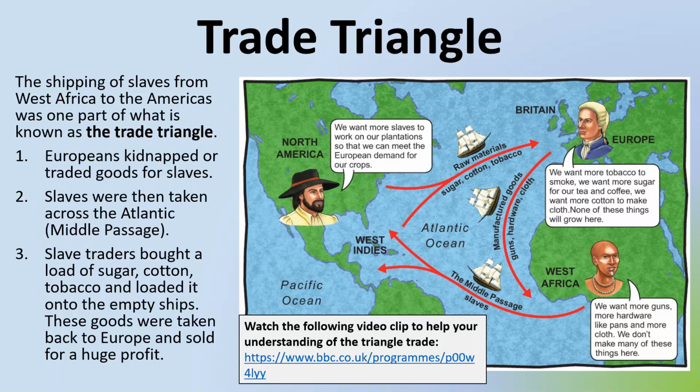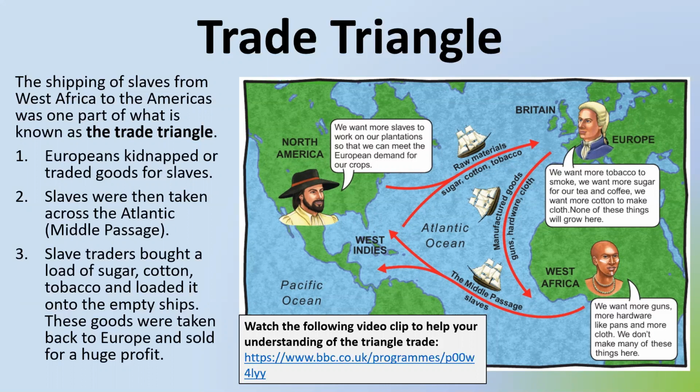When the slaves arrived in the West Indies, they would be sold at slave auctions, and then the slave traders would buy sugar, cotton, tobacco, and they would load their empty ships and sail with those goods back to Europe. Those goods would be used in factories or would be sold, and the triangle trade would just continue. Obviously this was an incredibly profitable trade for the Europeans.